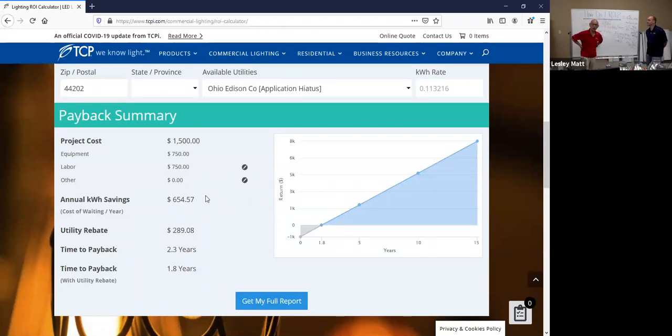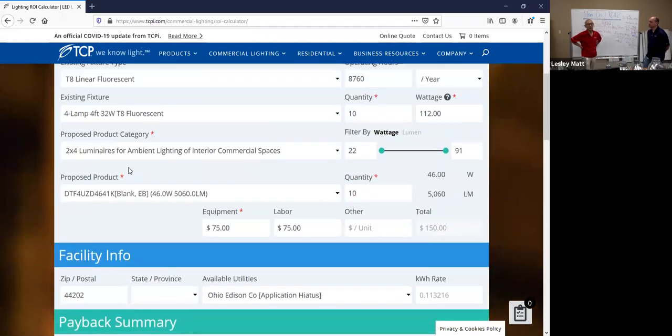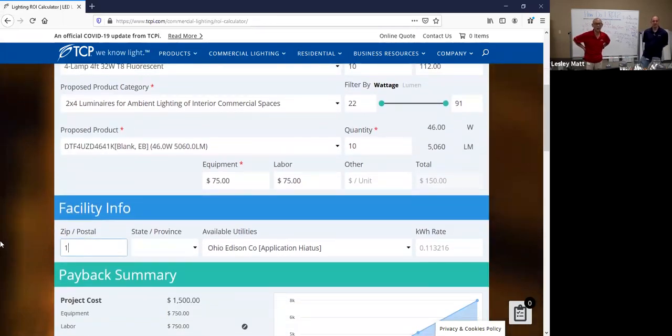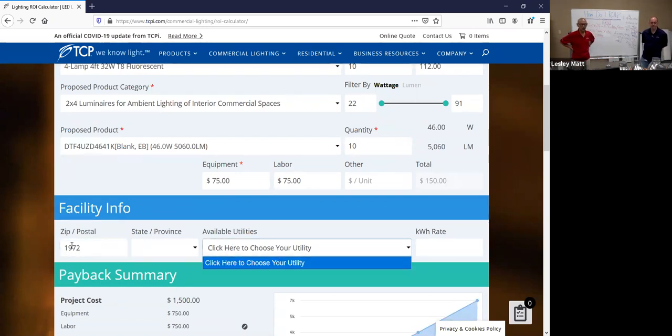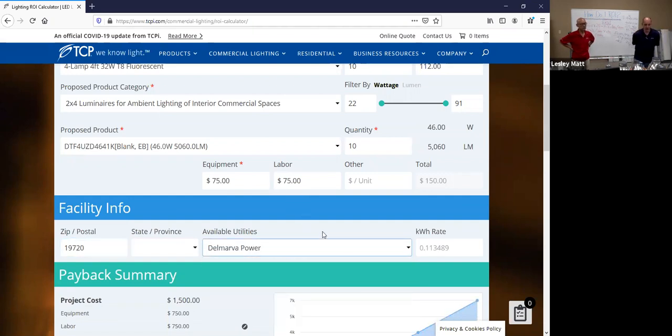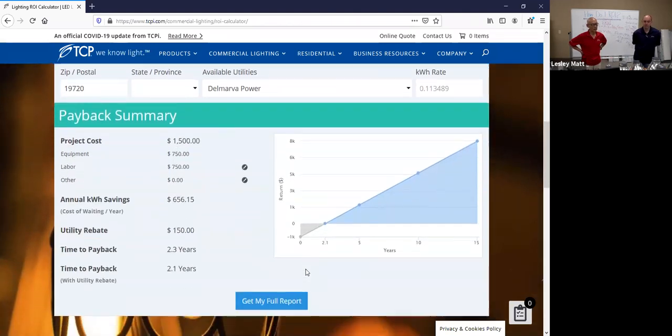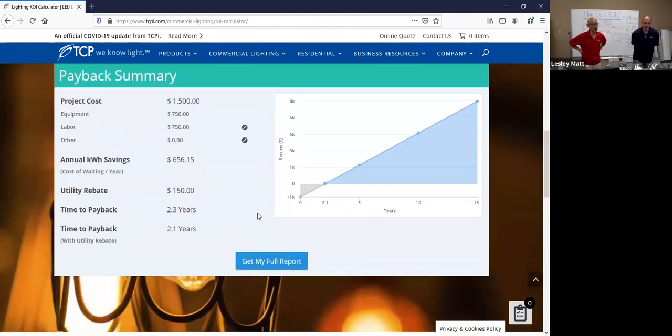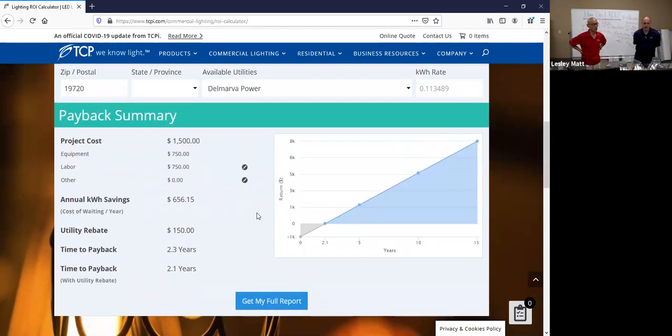Okay, now let's pick another one. Let's pick a heavy utility. I mean, Cleveland, Ohio, Aurora. You know, we don't have that much good rebate on it, okay? Pick a rebate. Leslie, pick a good rebate guy. Okay, how about East Coast? I think she's going Delaware. Okay, let's go with Delaware. Look, you can pick it by state too. That's kind of nice. Delaware is not that good. It's not as good as I thought.